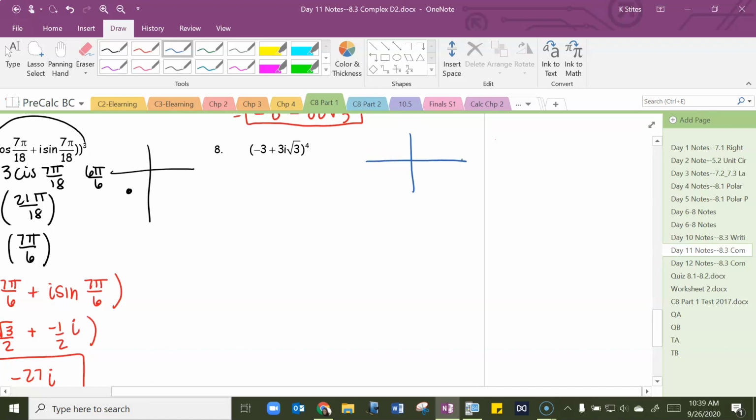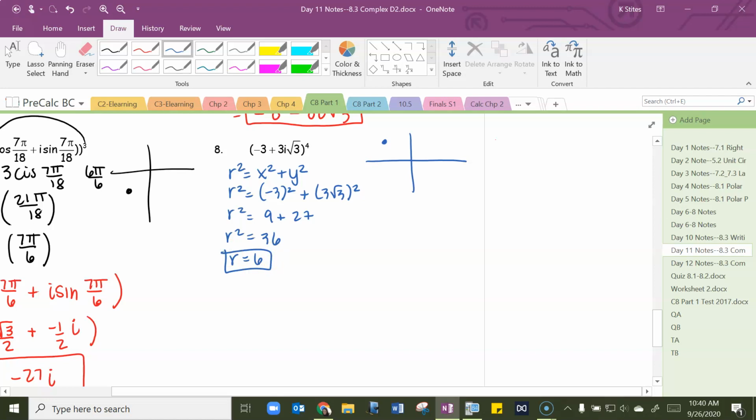First, negative 3 plus 3i root 3 should be in quadrant 2 because this is your real and this is your imaginary component. So negative, positive. All right, so we are up here. R squared, we know, equals x squared plus y squared. So that's going to be negative 3 squared plus 3 root 3 squared. That's a 9 plus 3 root 3 squared is 27. That's a 36, and so my radius is 6.